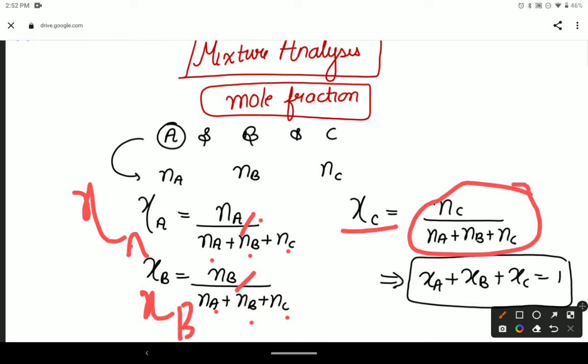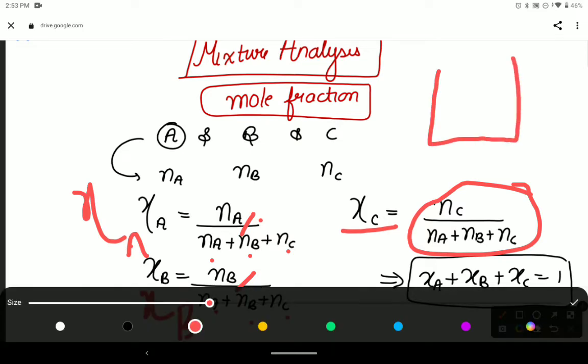Mixture analysis, you can understand it clearly just by reading this word. Everybody could understand by reading that English. See, some mixture is there.